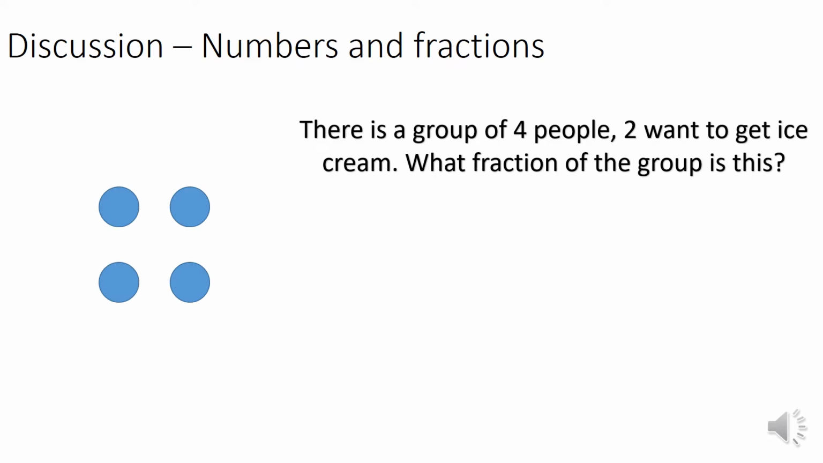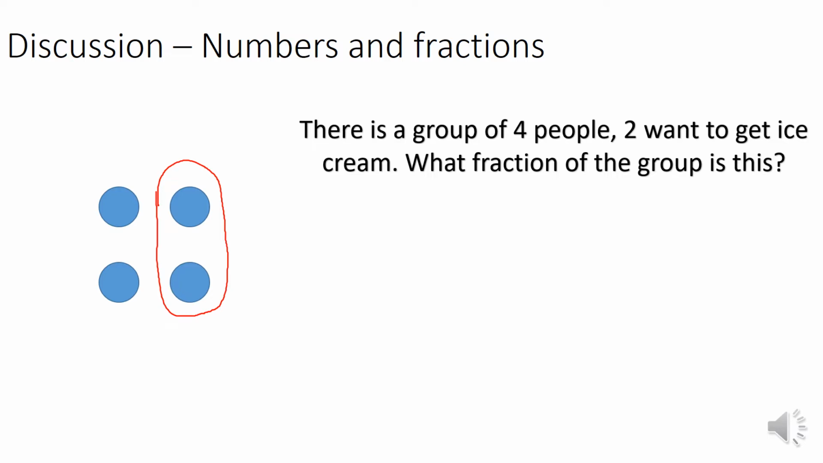So let's say we've got a group of 4 people and 2 of those people want to go get ice cream. What fraction of the group want to get ice cream? We're going to do this in a couple of key steps. Firstly, we've got a diagram over here. I'm just going to circle it and see if that helps you get a sense of it. So 2 of those 4 people want to go get ice cream. Some of you might be able to spot already what you think the fraction is.